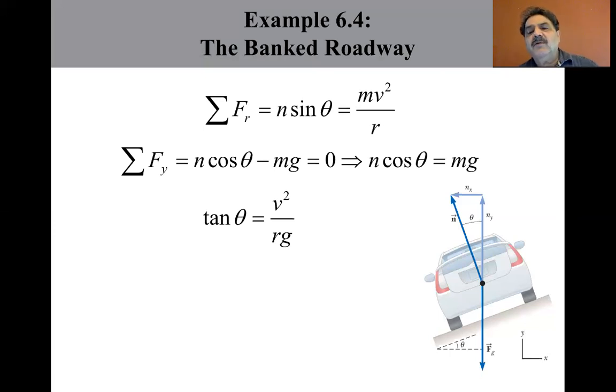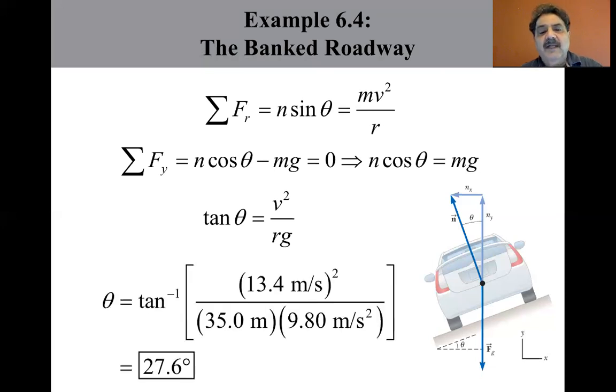The m v squared over r divided by mg, the m's cancel, and you end up with v squared divided by rg. Okay, let's solve for the angle theta and substitute numerical values. So theta is equal to the tangent inverse of v squared divided by rg. You work that out, you get 27.6 degrees. We see that the banking angle is independent of the mass of the vehicle negotiating the curve.